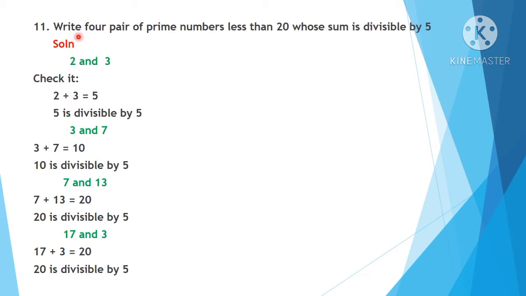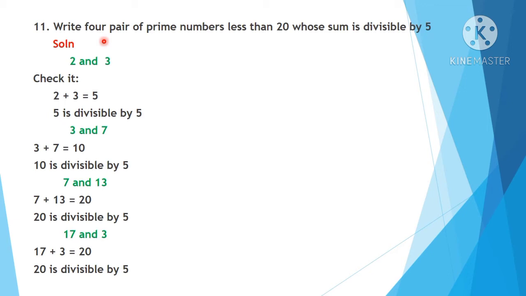Write 4 pairs of prime numbers less than 20 whose sum is divisible by 5. So you want to find 4 pairs of prime numbers less than 20. The 4 pairs should be prime numbers and they should be less than 20.